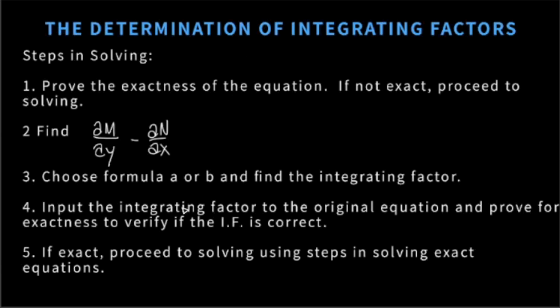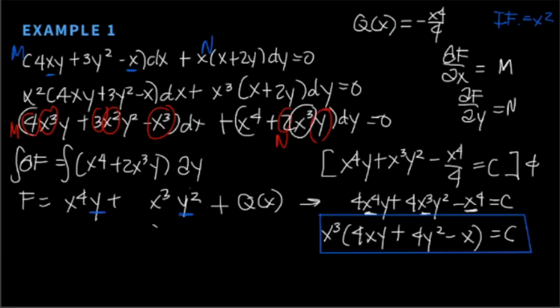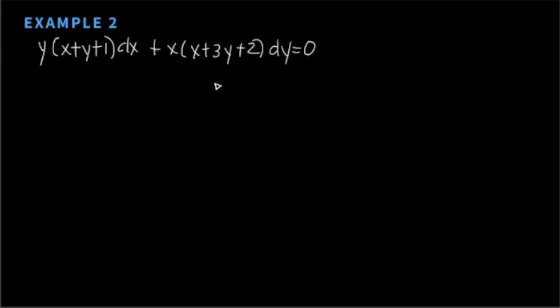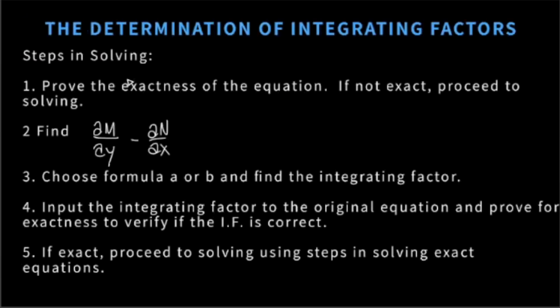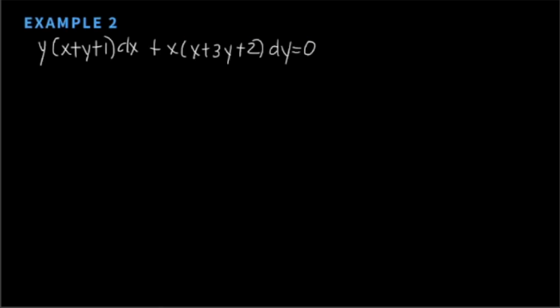So, ngayon follow ulit natin itong step-by-step process natin. So, yan. Example 2. Una is prove for exactness of the equation. If not exact, proceed to solving. So, pag hindi siya exact, proceed tayo sa steps 2 to 5. So, una natin gawin is prove for exactness. Identify natin yung m and n natin. So, ito yung m natin kasi katabi ng dx at ito yung n natin kasi katabi ng dy.